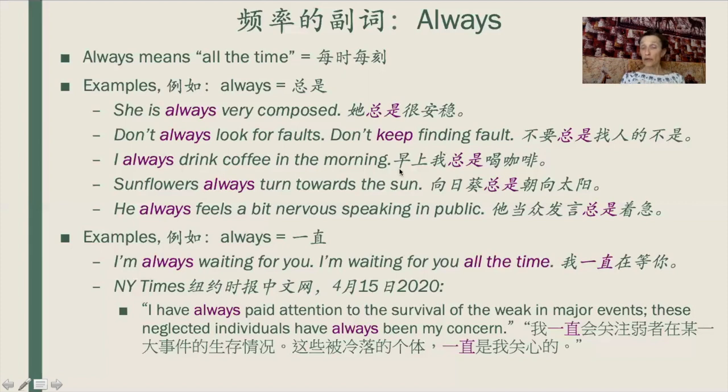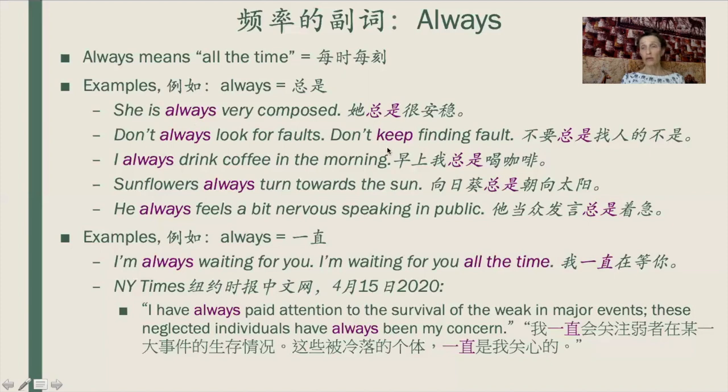I always drink coffee in the morning. So this sentence becomes this sentence in English. 早上我总是喝咖啡. That's an easy one. You might have heard that in books before. Here's this sentence in Chinese about flowers. 向日葵总是朝向太阳. They always turn toward the sun. And he always feels a bit nervous. 他当中发言总是着急. So these sentences are examples of when 总是 is in a Chinese sentence, it translates to always.